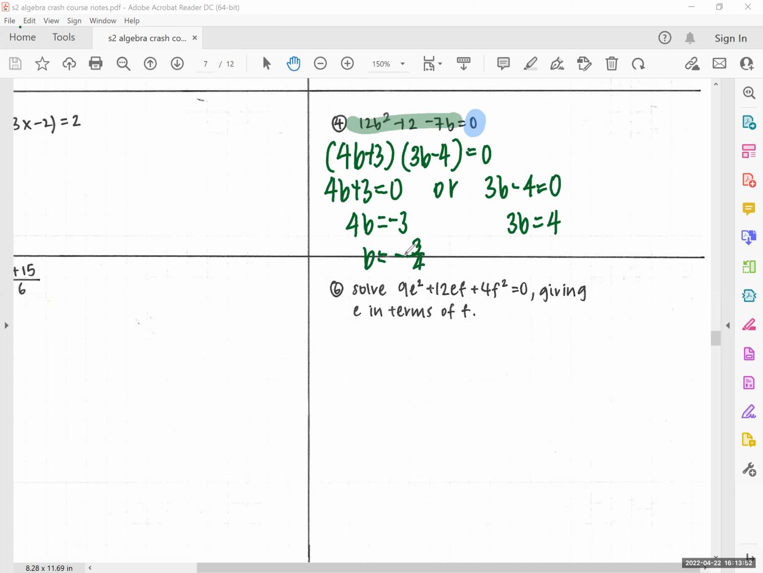So b is equal to negative 3 over 4, or b equals 4 over 3. So at the end of the day, I know that my answer is actually equal to b equals negative 3 over 4, or b equals 4 over 3. Done. The end. So that's question number 4. So next up, let's move on to number 5.